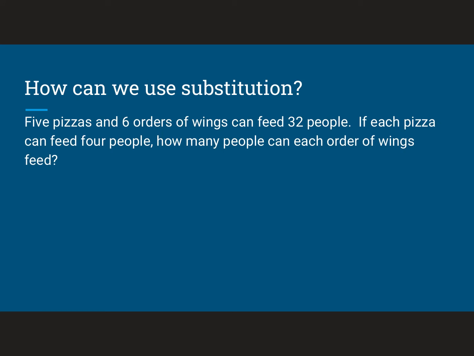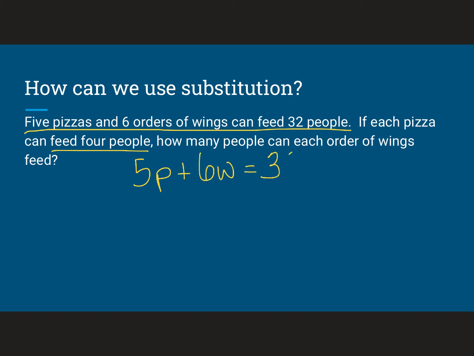Last one, what happens if we get a word problem? 5 pizzas and 6 orders of wings can feed 32 people. If each pizza can feed 4 people, how many people can each order of wings feed? So, I know that 5 pizzas and 6 orders of wings can feed 32 people. That's one of my equations for my system. My other equation is that a pizza can feed 4 people. So I have a value for P.